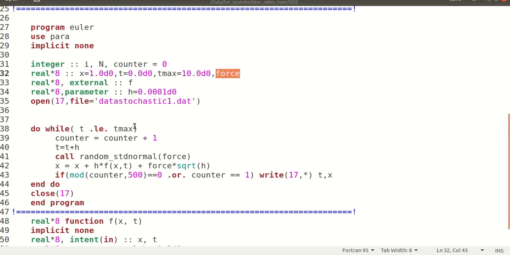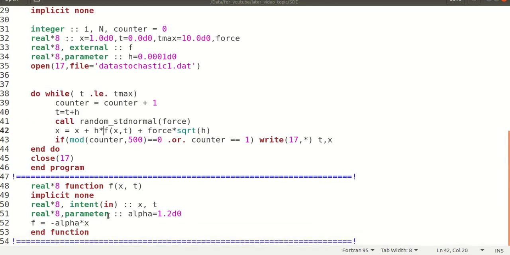Now I am integrating it. Do while t is less than t max, that means do until t reaches t max. I'm putting in a counter, and I'll describe why I'm putting that counter. Then I increase t by the delta t, which is h here. Then I call a Gaussian random number with zero mean and standard deviation 1. Then I add that to the integration step, where the new x is equal to the old x plus the delta t times the deterministic part of the force, which is this.